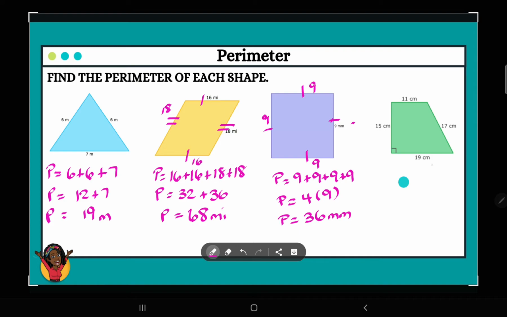Now for our trapezoid, we have all of our sides with different measurements. So our perimeter is equal to 11 plus 15 plus 17 plus 19. 11 plus 15 is 26. And then I'm bringing down the rest of my numbers. 26 plus 17 is 43. And 43 plus 19 is 62. So here our perimeter is 62 centimeters.